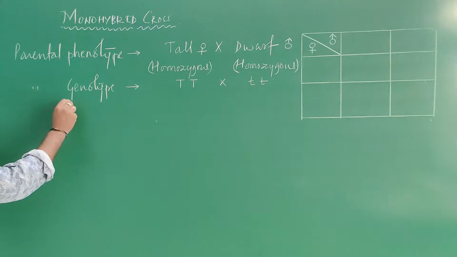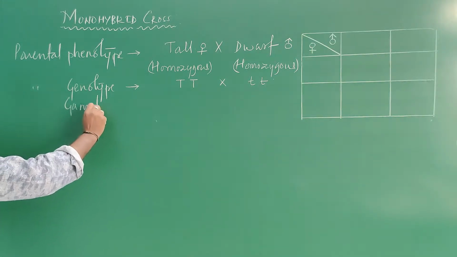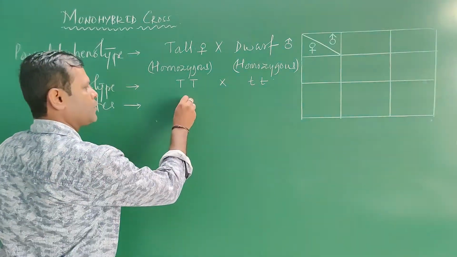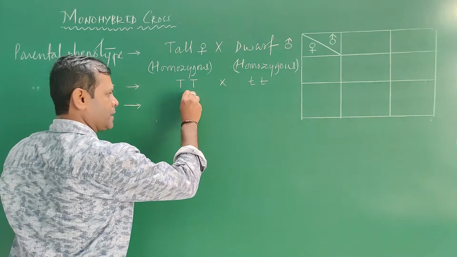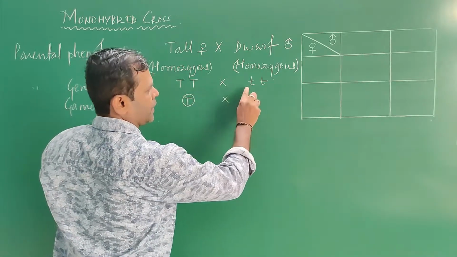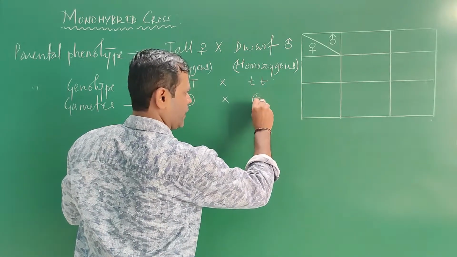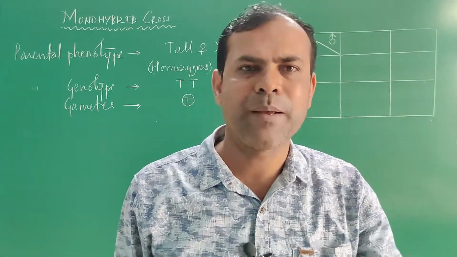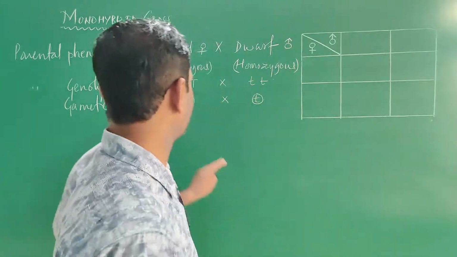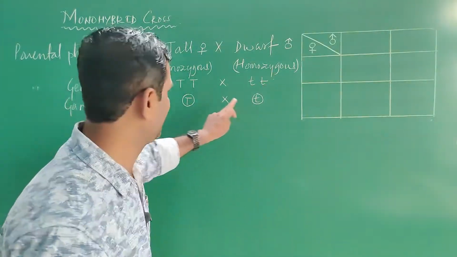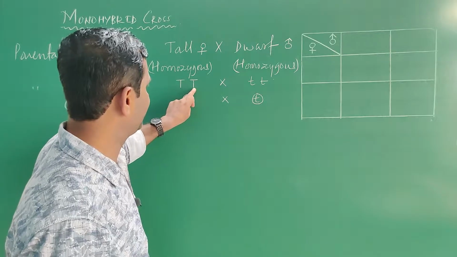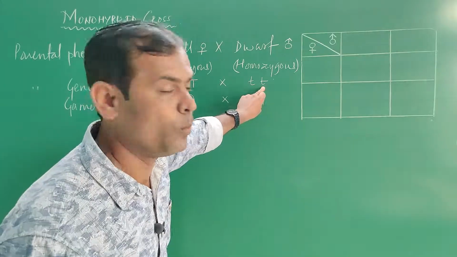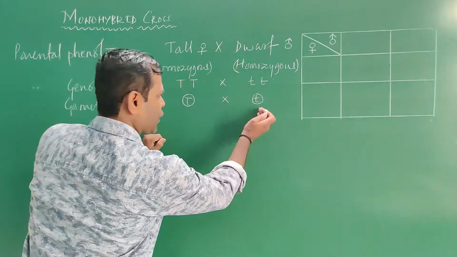Now what are the gametes produced by these plants? We know these two alleles are the same, that's why we'll take only one gamete, that is capital T. Two gametes are produced, but both the gametes are the same, so you'll get the same results. That's why we are using only one gamete, because capital T is homozygous, and small t, same, homozygous.